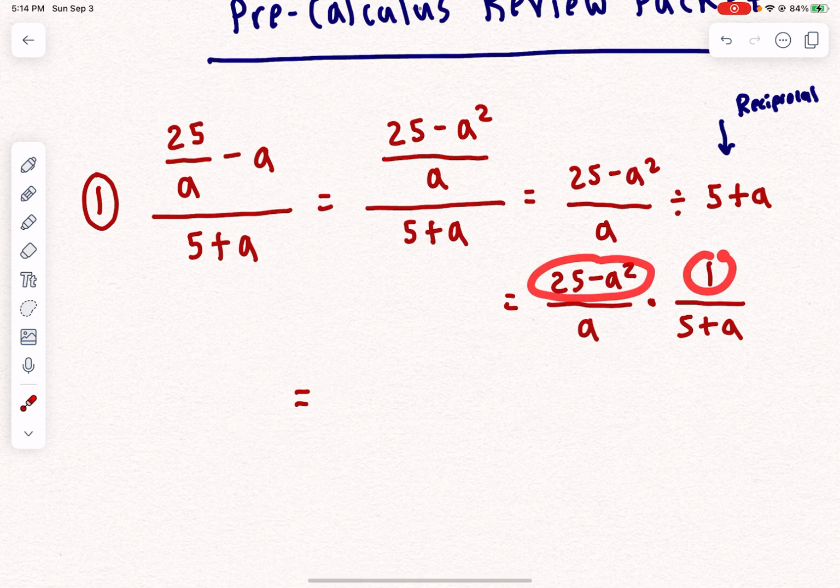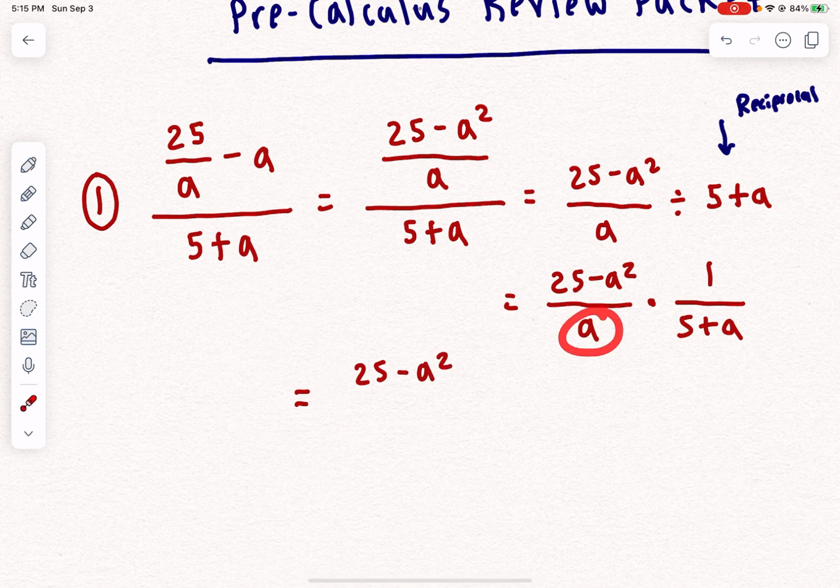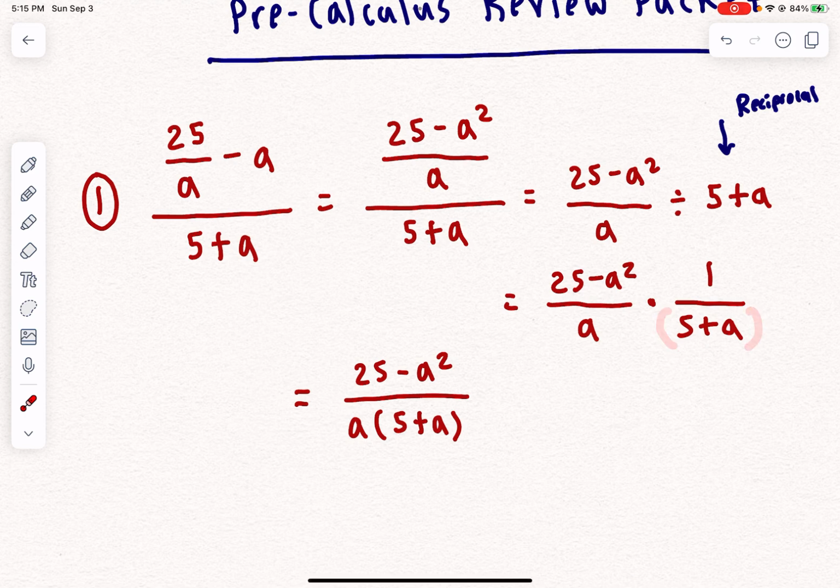25 minus a squared times 1, which is just 25 minus a squared. And then we have a times this right here, so it'll be a times 5 plus a. And be real careful here. You want to make sure that you put the parentheses around this when you're multiplying by another term, okay? So don't forget these parentheses.